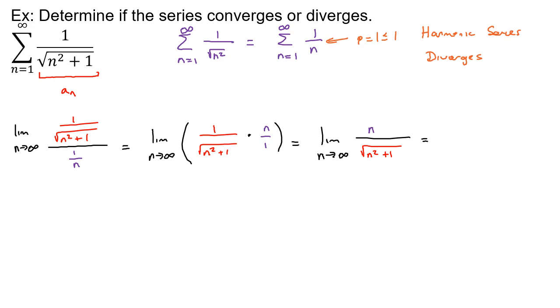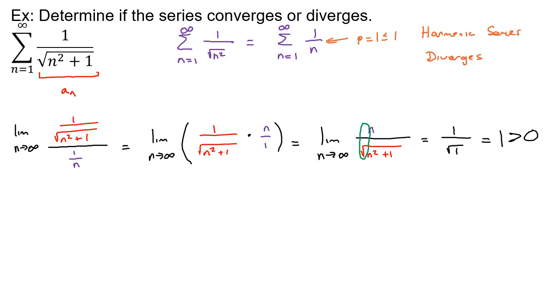So the highest power on top and the highest power on bottom match. So the answer to this limit is just the ratio of the coefficients in front, which would be a 1 and a square root of 1, which is 1, which is greater than 0. And that's your stipulation. You have to get a finite number bigger than 0. And so since that's true, then the series have to do the same thing.